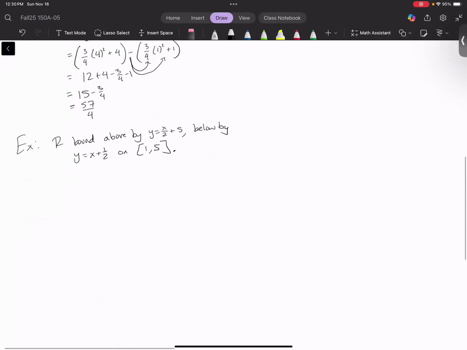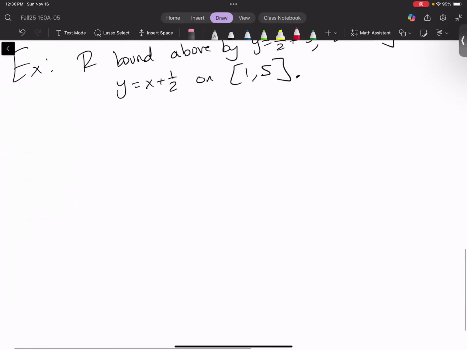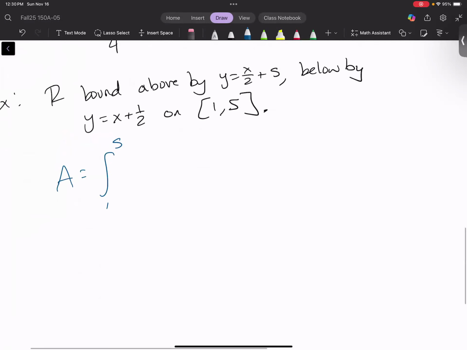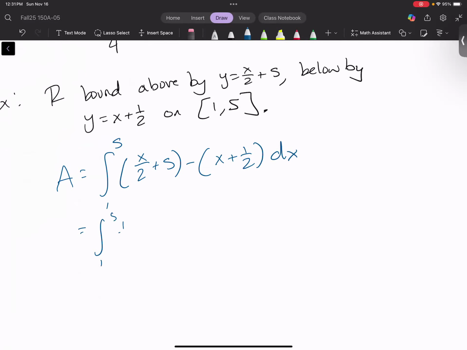Okay, so let's go a little quicker here. So our area is going to equal, well, the bounds are 1 to 5, that's easy. But then I have, it's bound above by x over 2 plus 5 and below by x plus a half. So gotta do parentheses. So integral 1 to 5, this is a half x plus 5. I like writing it like that instead of x over 2. And then minus x minus a half. Okay.